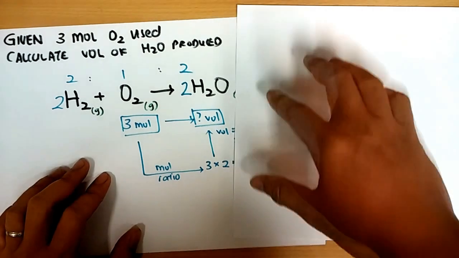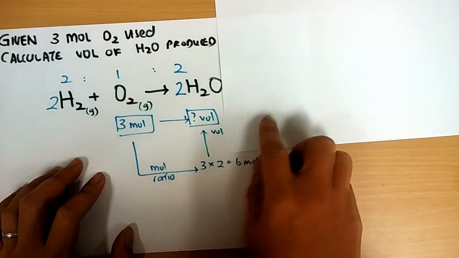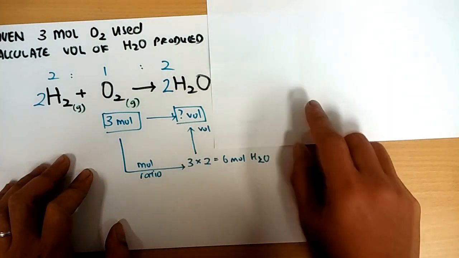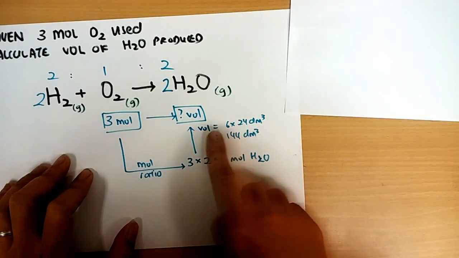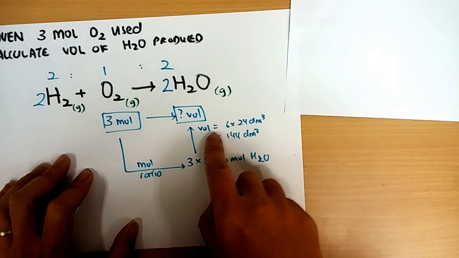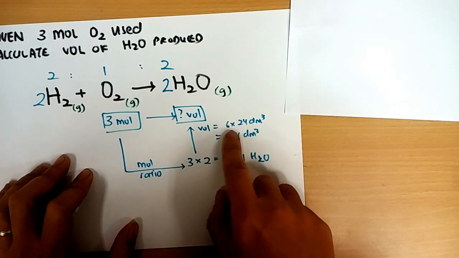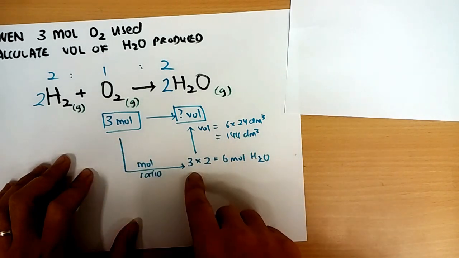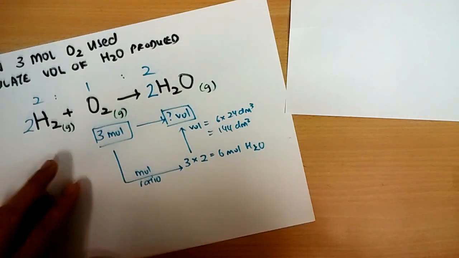So now that you have found out that 6 mole of water is formed, how do you find the volume of steam? In this case, steam is formed. So take the mole times 24, because 1 mole of gas is occupying 24 dm cube. Therefore, 6 mole of gas will be 6 times 24, 144 dm cube. So always find the mole and then times 24. That will give you the volume of gas formed.